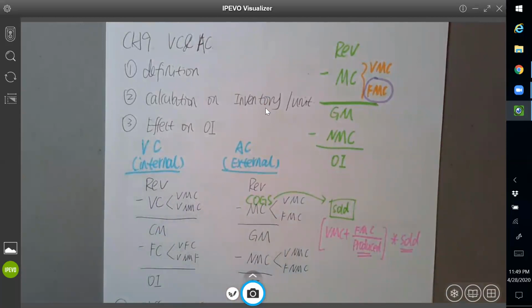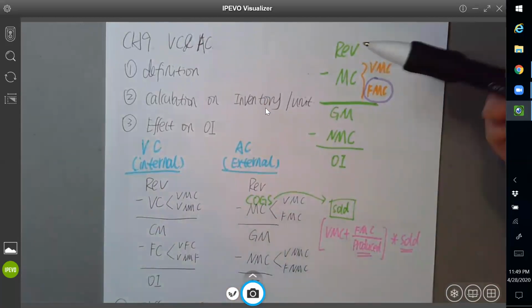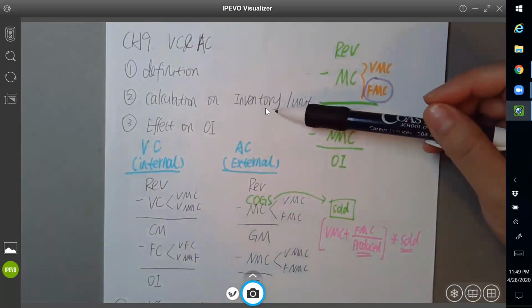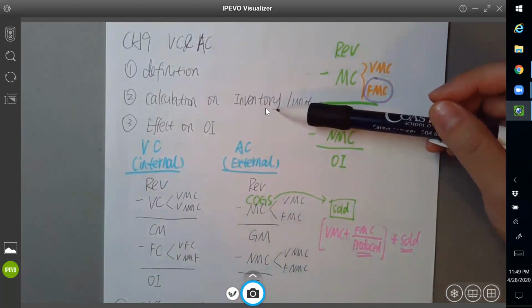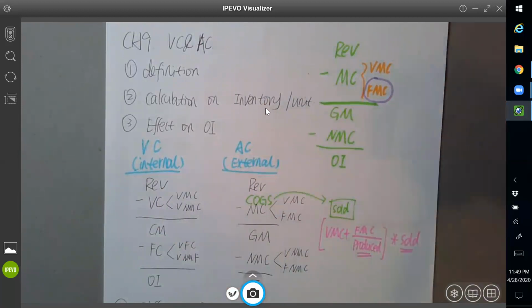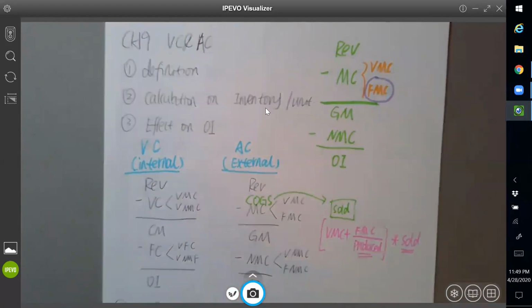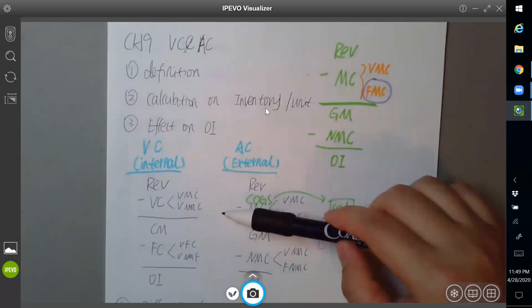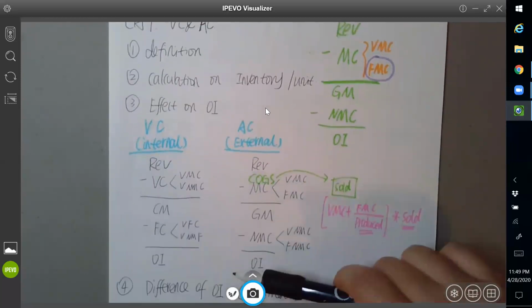So why is it important? Because if it's inventory cost, if it's your product cost, you cannot expense it until you sell it. So you only get cost of goods sold when you sell your units. When your production is the same as your sales, those two methods will give you the same operating income.